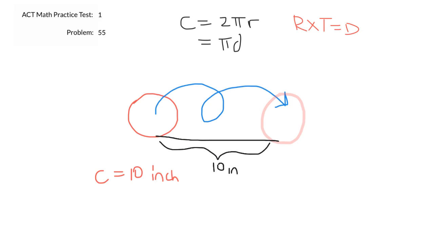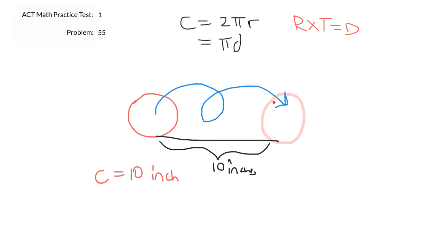10 inches. So, in other words, the distance traveled by a full revolution of a wheel, one full revolution, is the circumference of the wheel. So I'll say that again. The distance traveled by one full revolution of a wheel is the circumference of the wheel. So as you can see, it went 10 inches and the circumference is 10 inches.